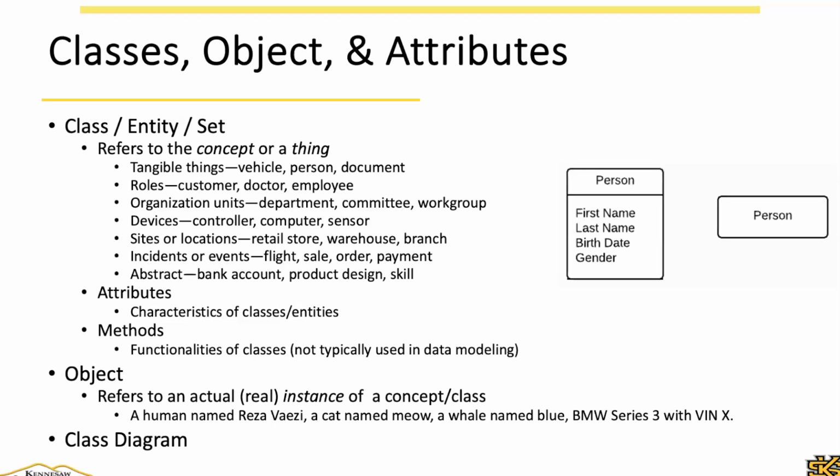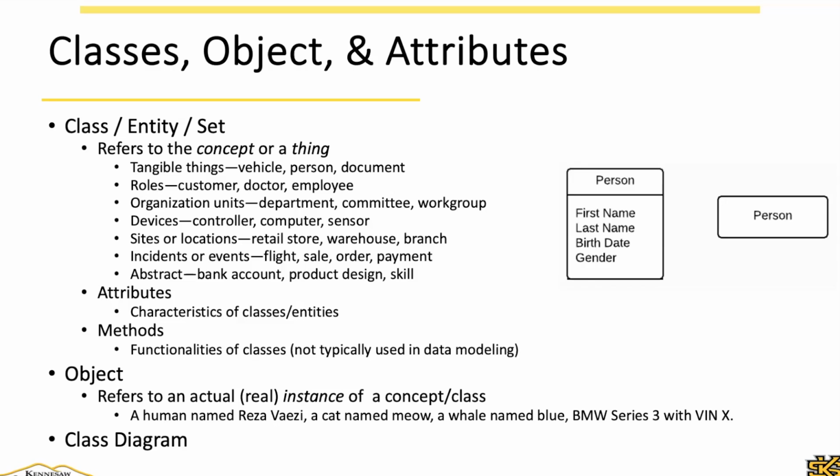Before we get into the class diagrams, let's familiarize with some basic concepts of the object-oriented programming and object-oriented design. The most fundamental concept in the object-oriented design is called a class, also referred to as an entity or set. A class is essentially another term for what we previously called a relation or table in the context of database management. It can refer to a concept or a thing.